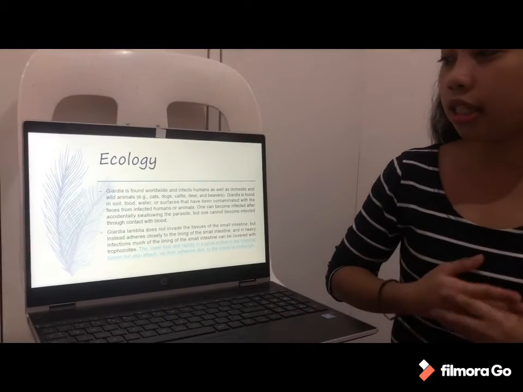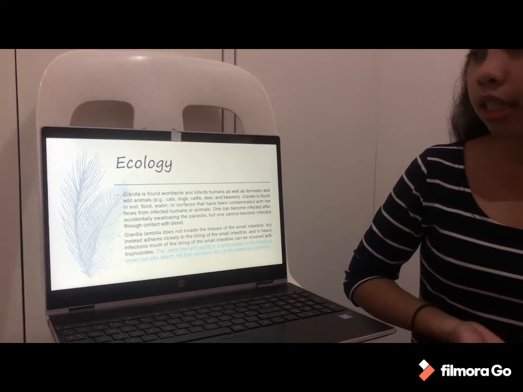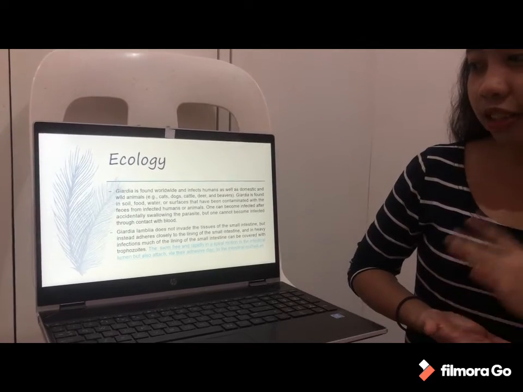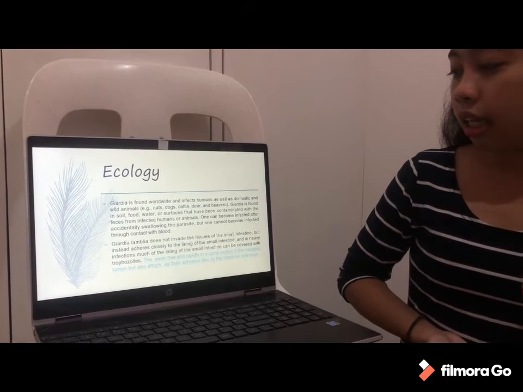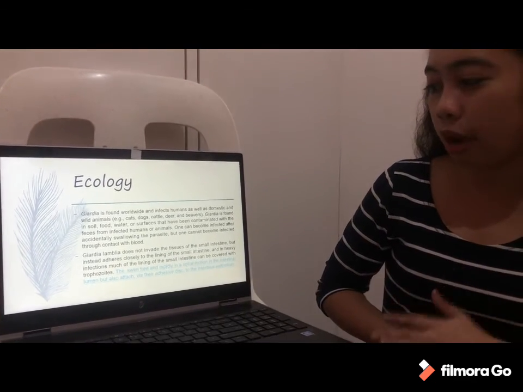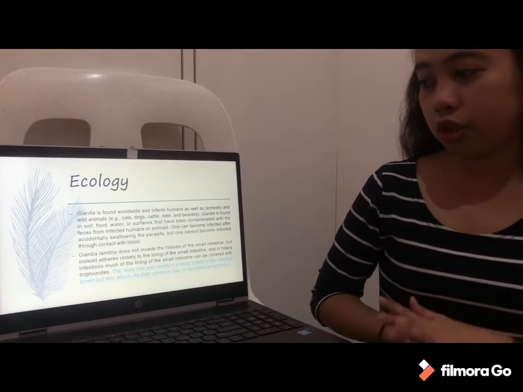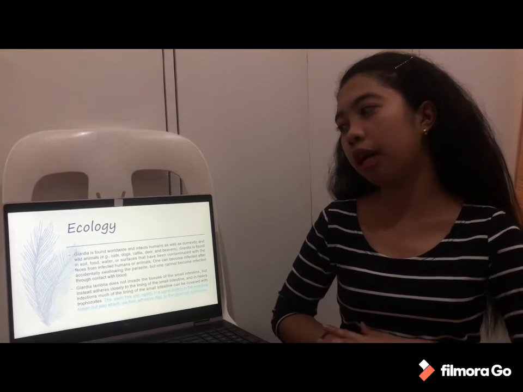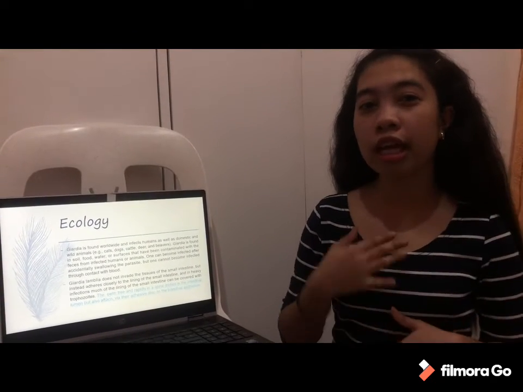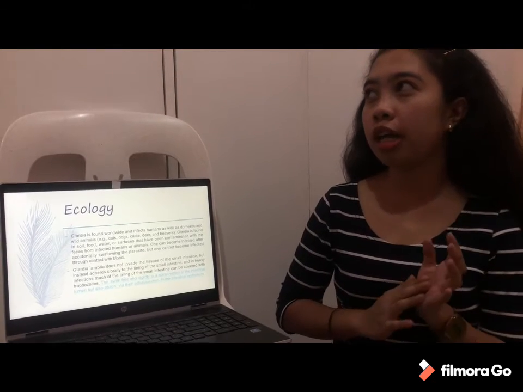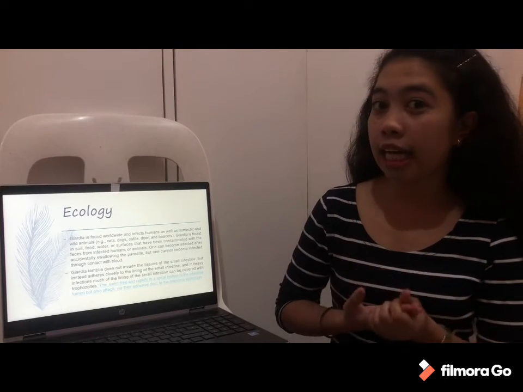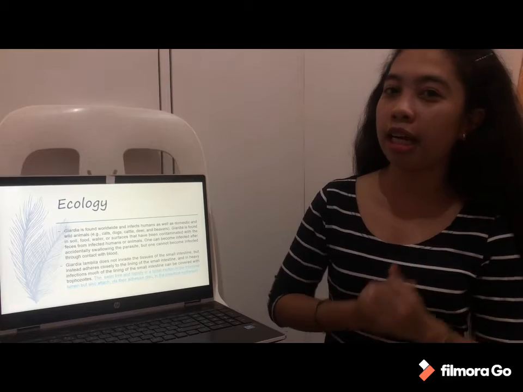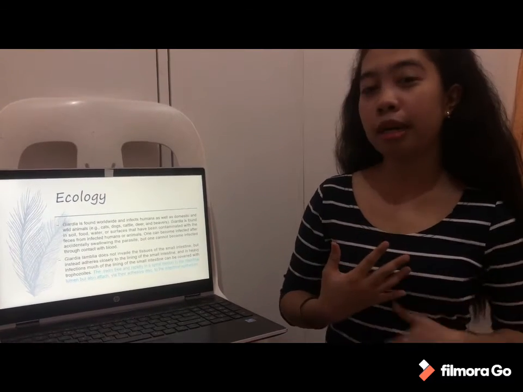Next, Giardia lamblia does not invade the tissues of the small intestine, but instead adheres closely to the lining of the small intestine, and in heavy infection much of the lining of the small intestine can be covered with the trophozoites. So Giardia damages the small intestine. It enters when we drink dirty water or eat dirty food, and we cannot notice it because it simply enters with the water. Then it starts to multiply and reproduce until the trophozoites reach and damage the small intestine.